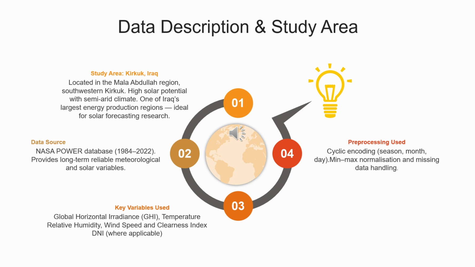from 1984 to 2022. The dataset provides long-term reliable and solar variables. The key variables used are global horizontal radiance, GHI, temperature, relative humidity, wind speed, clearness index, DNI also used. For pre-processing, cyclic encoding of month, season, minimum-maximum normalization, and missing data handling also used.